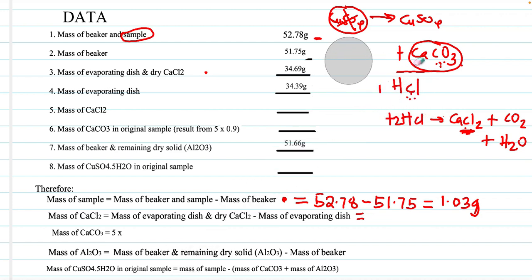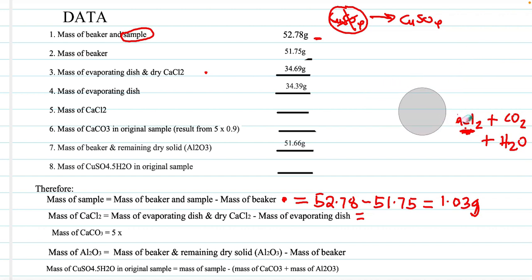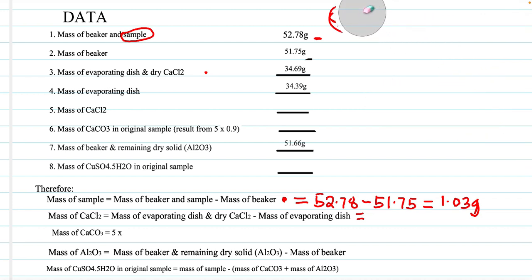Now, the mass of the evaporating dish when it was empty gave us 34.39. Class, listen up and listen very carefully. I'm seeing some persons who used a beaker and were getting 98.7 something. You don't have to worry yourself. If I made use of 98 point this, that simply means you don't have to worry. That was what they gave to you to carry out your experiment. But the mass of calcium chloride you're going to get should be very similar to those persons that made use of an evaporating dish of this mass, right?